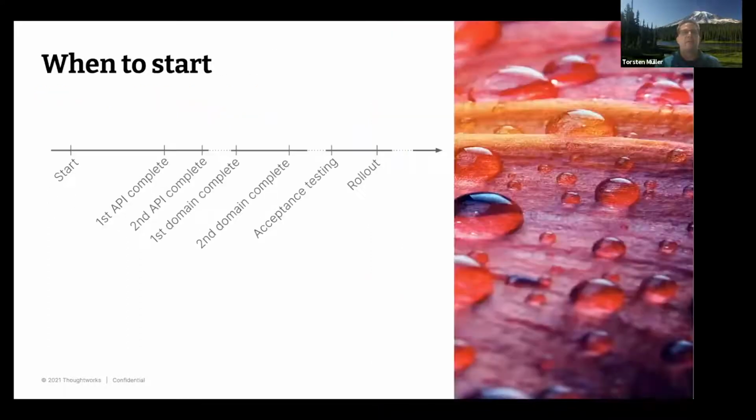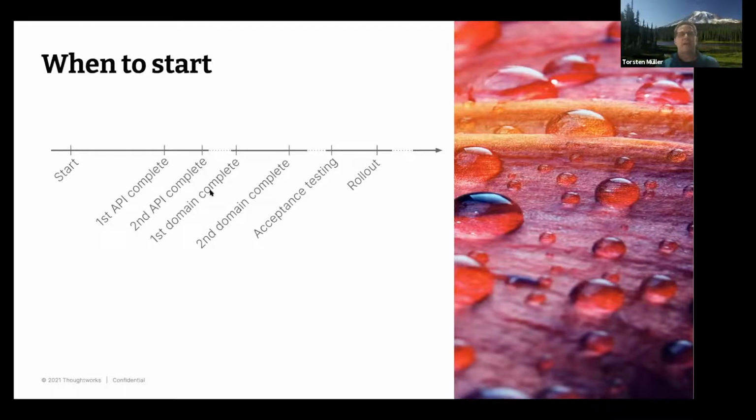There will be many more. So when to start? Here's kind of an imaginary timeline for, let's say, a new project. The project kicks off, everything's great. We go and code and we have our first API complete and we're popping a bottle of champagne and say, awesome, let's keep going. And then the second API is complete.